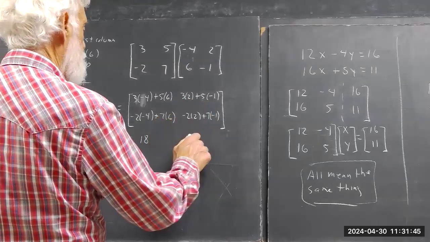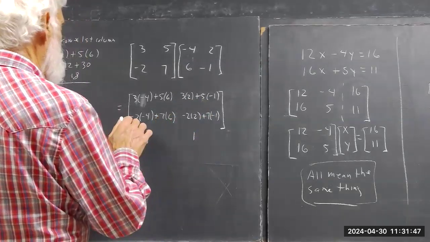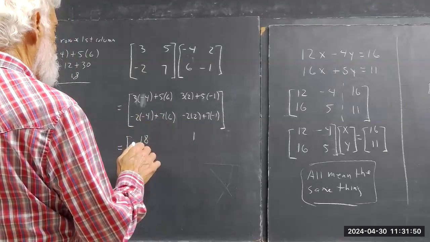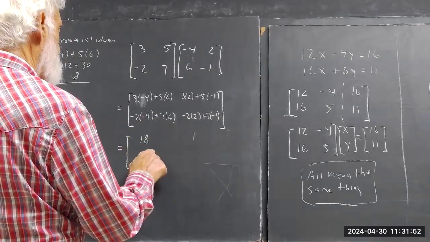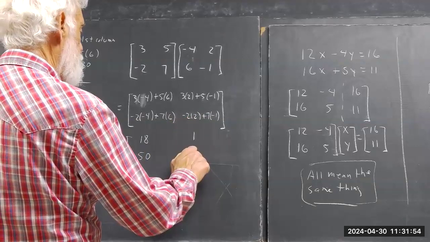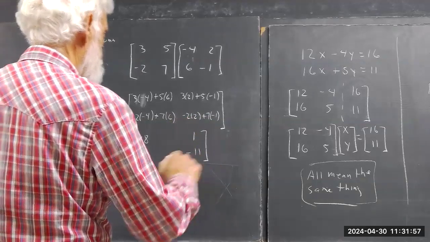So we've got -12 and 30, which is 18. We've got 6 and -5, which is 1. We've got 8 and 42, which is 50. And we've got 4 and -7, which is -3, if I've done that correctly.